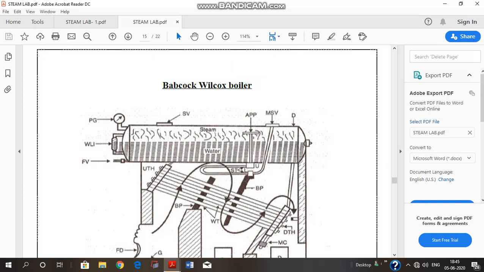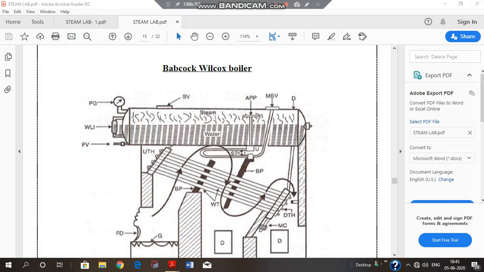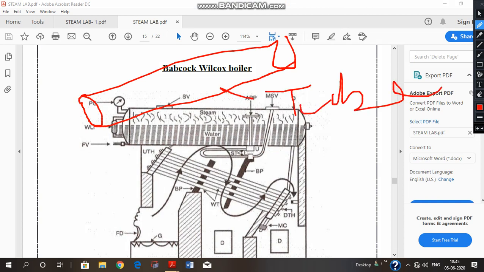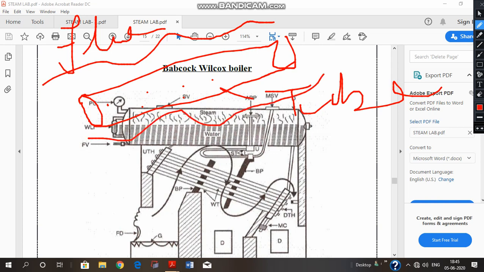Now this is one thing which we have talked about. We have known very well that this is the tube, and this tube has water inside it, and when the flue gases are outside, such a condition is a water tube boiler, because water is present inside the tube.